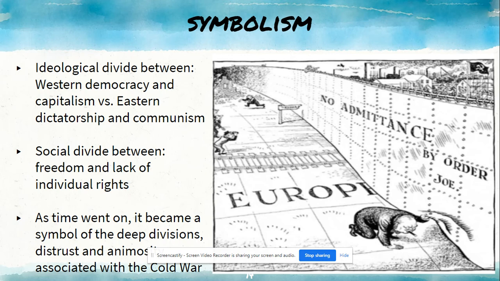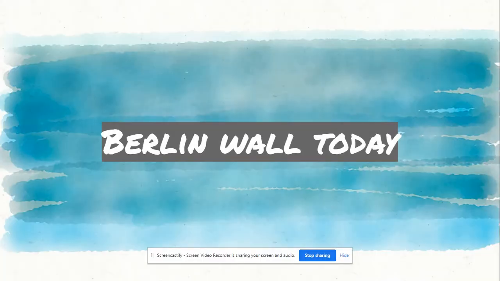And then the third one is that as time went on, it became a symbol of deep divisions. There's strong distrust and animosity associated with the Cold War, right? So you have the US versus the Soviet Union. Okay. And then, right, you have Western Germany that sides with capitalist countries and the US. And then you have Eastern Germany that sides with communist countries and communist Russia.